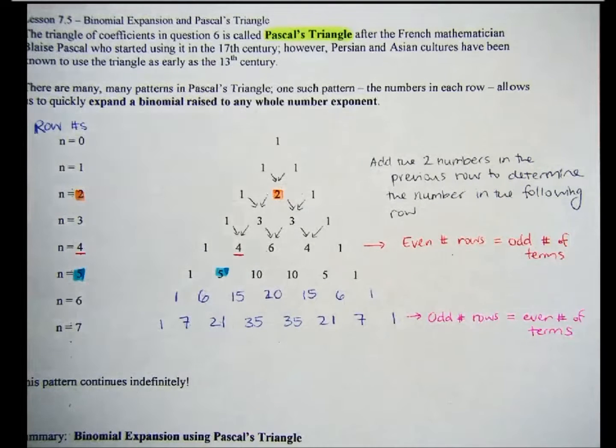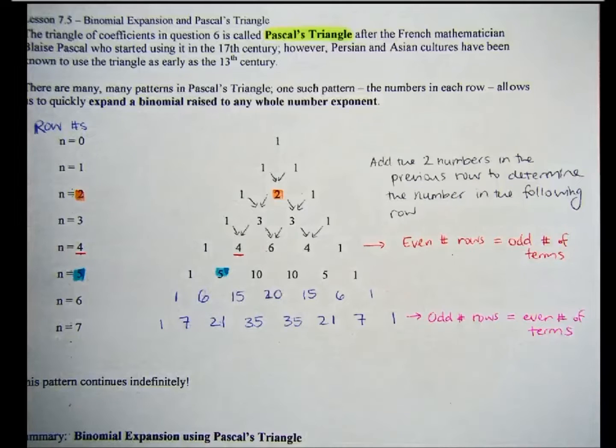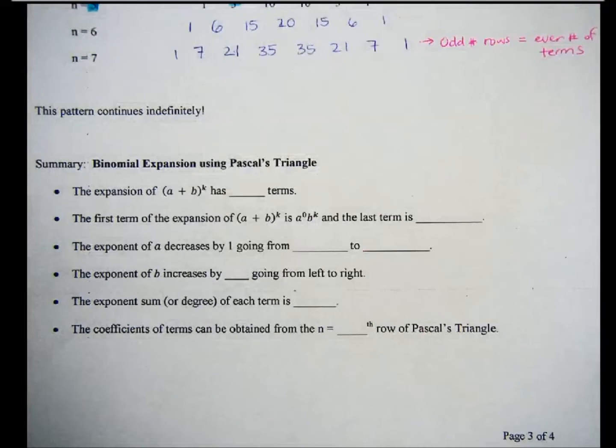Beyond the pattern of just being able to figure out what the next number is, there are so many other patterns. We just can't get into it though, because we're kind of running out of time in this course. So instead, we're just going to use the information given to us in each of these rows to help us expand binomials really quickly without having to manually distribute everything and collect all the like terms or anything like that. So let's fill out this summary chart.